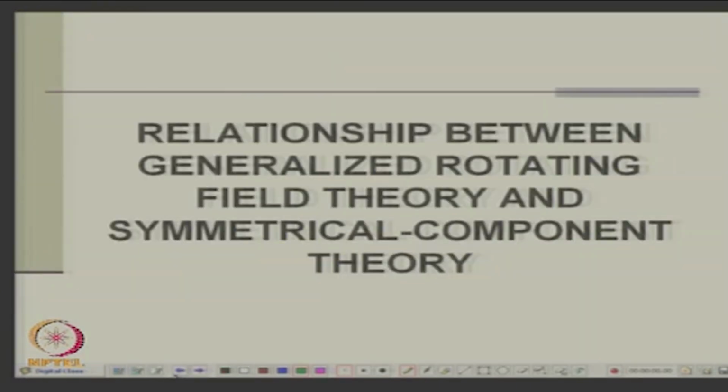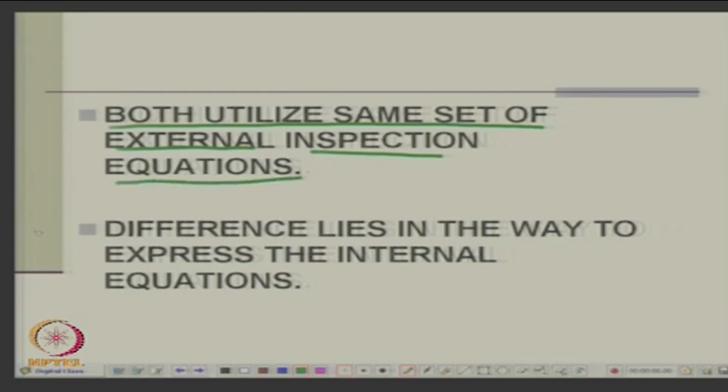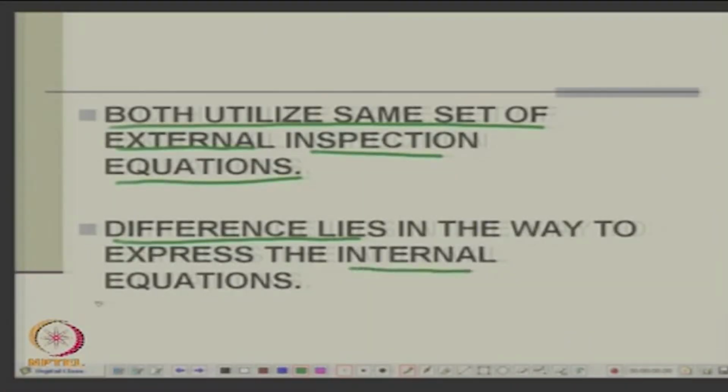Now, having done this, we will quickly look at what we have done. We have done the symmetrical component theory, we have done the rotating field theory. Okay, these are tools and we should ultimately give the same results, right. Okay, 3-phase system. What is the relationship? Now, both use the same set of external equations. External equations will be the same, whatever you connect, whatever applied voltage. So, the KCL, KVL external to the machine will be the same, though the difference is in internal equations.